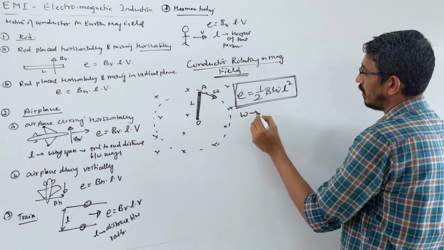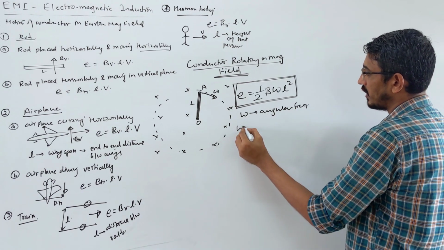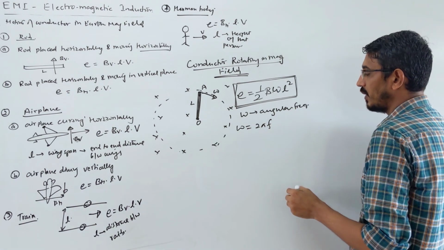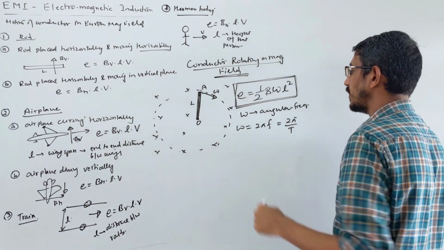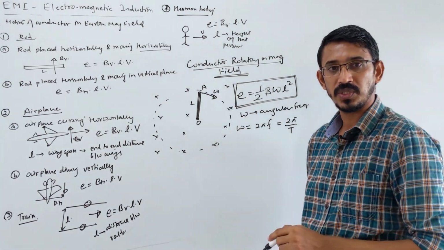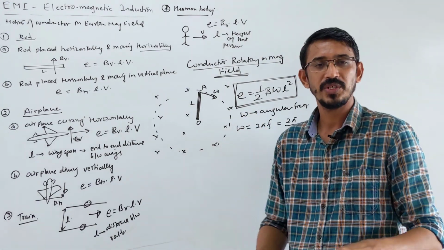Your omega is what? Your angular frequency or your velocity. So omega is also equal to what? 2 pi f, you also know, or 2 pi by T. Anything can be given. They can give time period of rotation, or they can give frequency of rotation. Frequency generally they say like RPS, like revolutions per second.